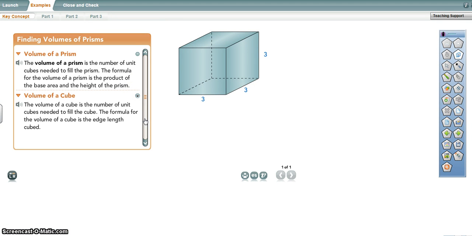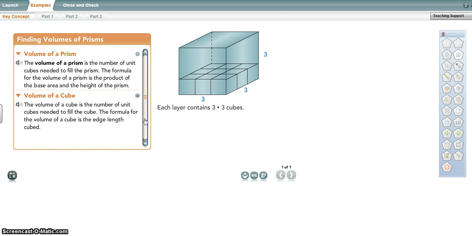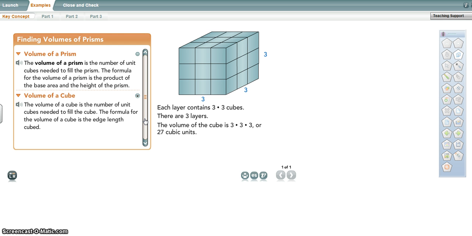You can determine the volume of a cube by finding out how many unit cubes are needed to fill it. Each layer contains 3 times 3 cubes. There are 3 layers. So the volume of the cube is 3 times 3 times 3, or 27 cubic units. Notice that the volume of the cube is simply the edge length cubed. So the formula for the volume of a cube is V equals S cubed.